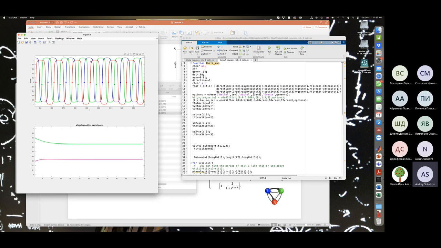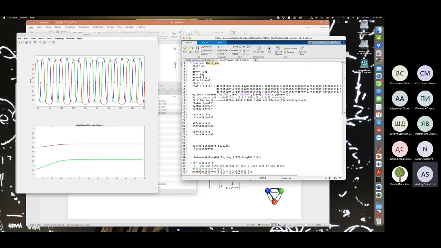Remember, blue is the reference cell. By looking at this, you see it's a blue followed by red. That's why the red line is below the phase lag. It's roughly at 1/3, which is 0.33, followed by the green cell, which is 0.666. So they evenly divide the period into three parts. Let's do one more time.